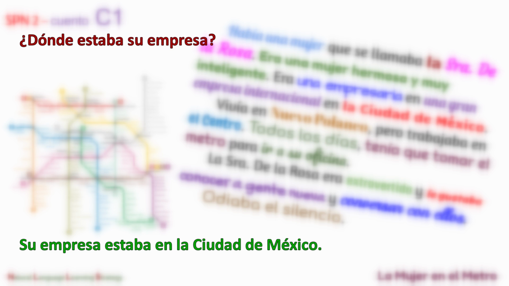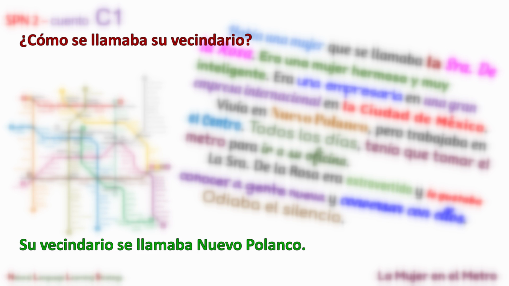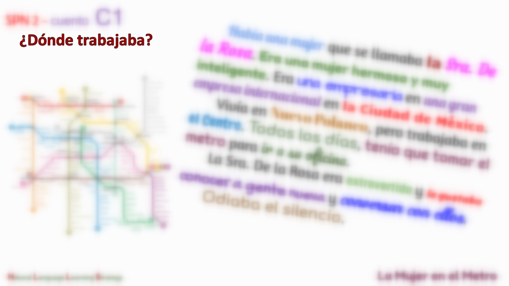¿Dónde estaba su empresa? Su empresa estaba en la Ciudad de México. ¿Dónde vivía la señora? Vivía en Nuevo Polanco. ¿Cómo se llamaba su barrio? Su barrio se llamaba Nuevo Polanco. ¿Dónde trabajaba? Trabajaba en el centro.